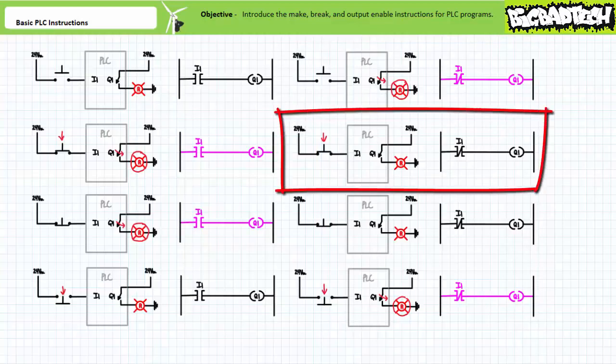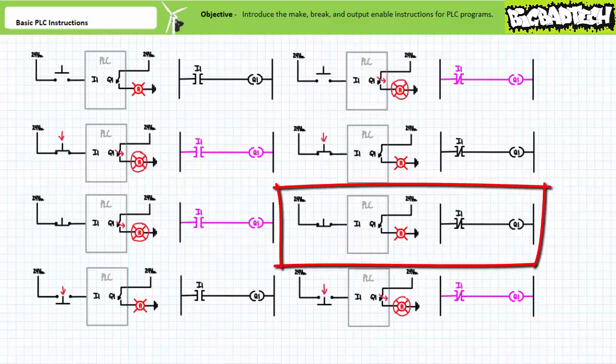Consider a normally open switch in the activated closed state instantiated in a PLC program as a break instruction. In the activated closed state, this switch delivers a logical 1 to the input, and the break instruction does not allow logical continuity, and the output is de-energized.